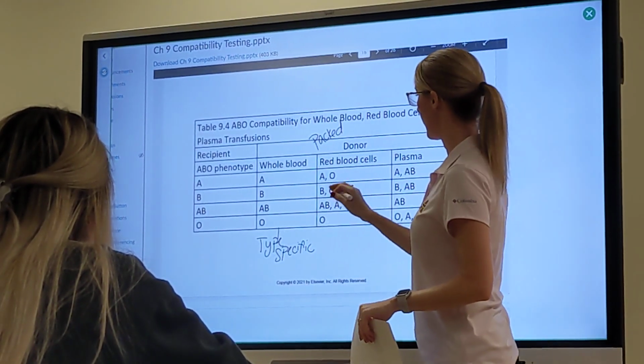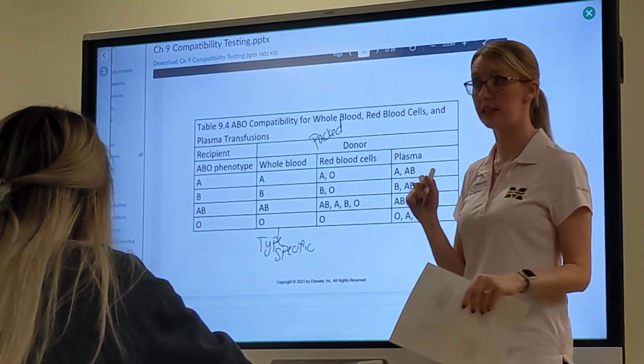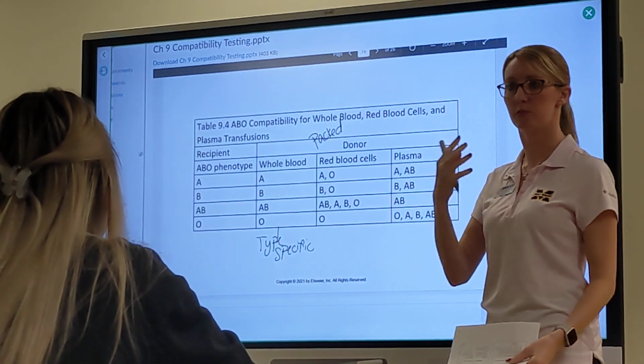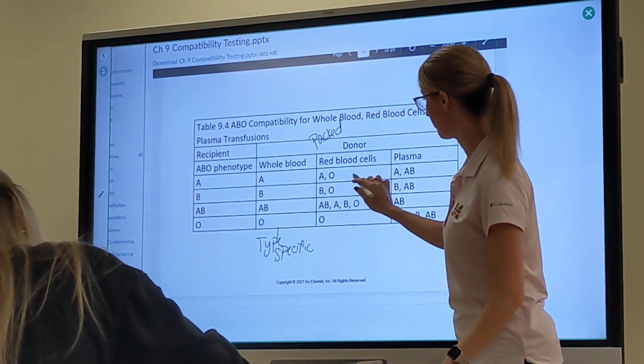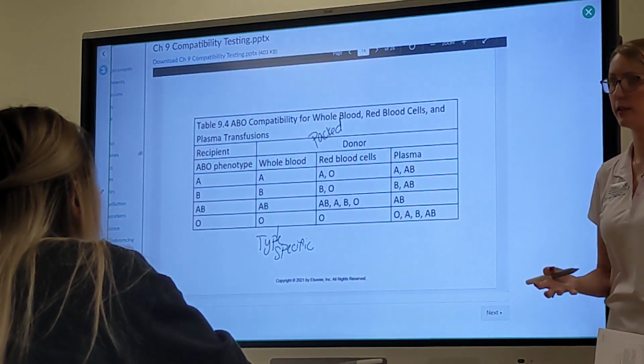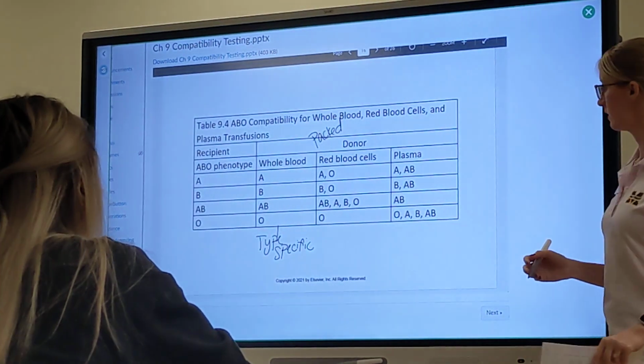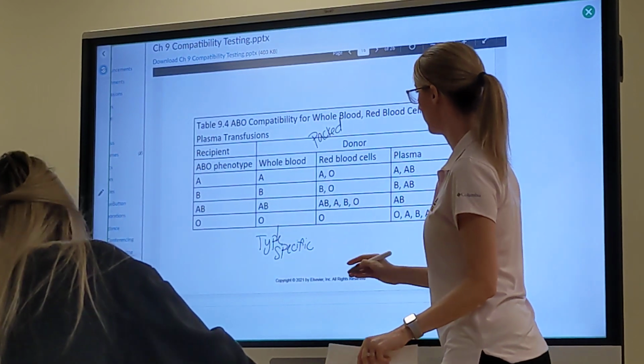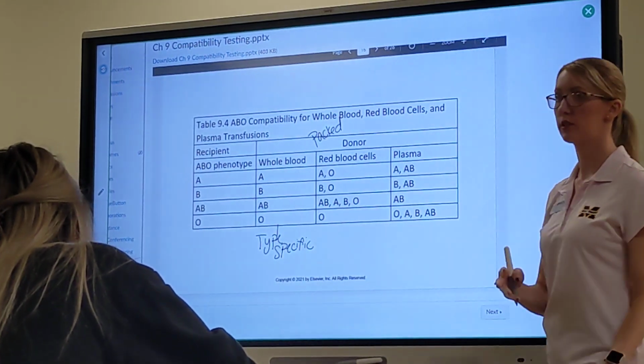And so an A can have A or O, because anybody can get O, so they can have their type plus O. Bs can have B and O. ABs, because that's why they're considered the universal recipient, they can get any. And then Os can get just O's. O's can only have O's.